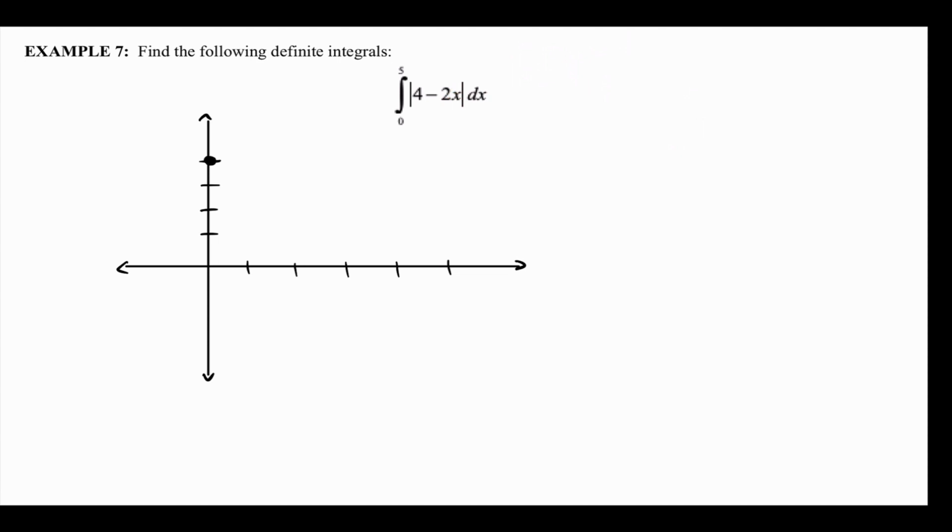It's linear inside the brackets. It's actually a linear function, so it's got a slope of -2. So when you plug in 1, your answer is going to be 2. When you plug in 2, your answer is going to be 0. When you plug in 3, it's -2. When you plug in 4, it's -4. And the last value you plug in is 5. When you plug in 5, you get -6.